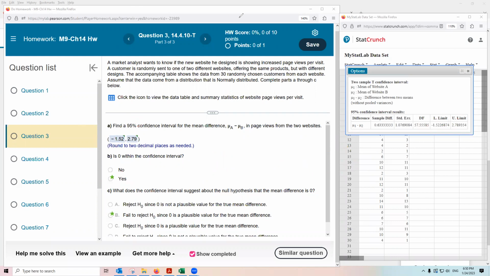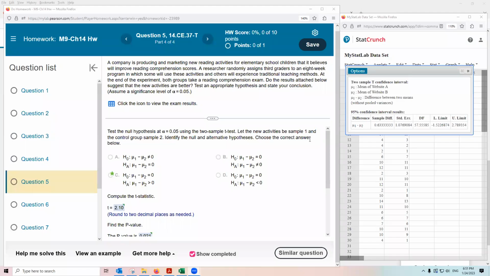All right, let's take a look at another example here. This one's going to ask us to set up a hypothesis test for two means and come to a conclusion.